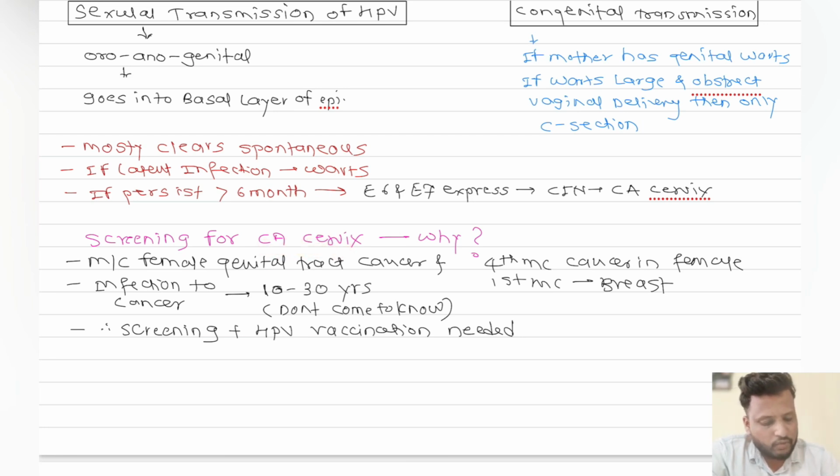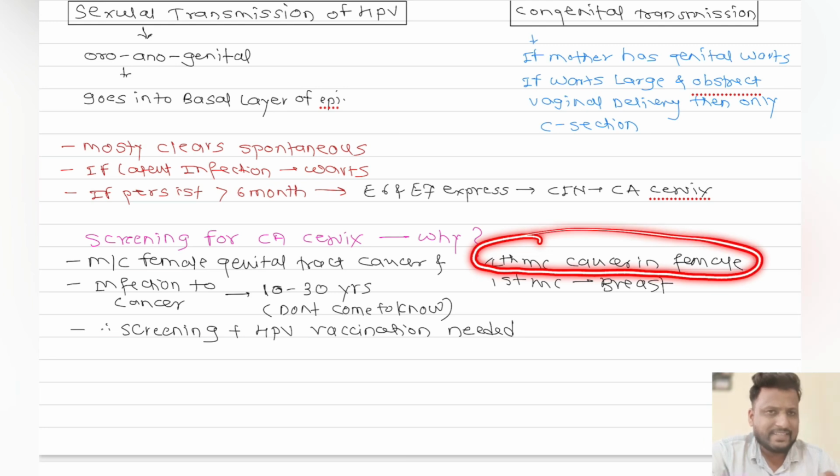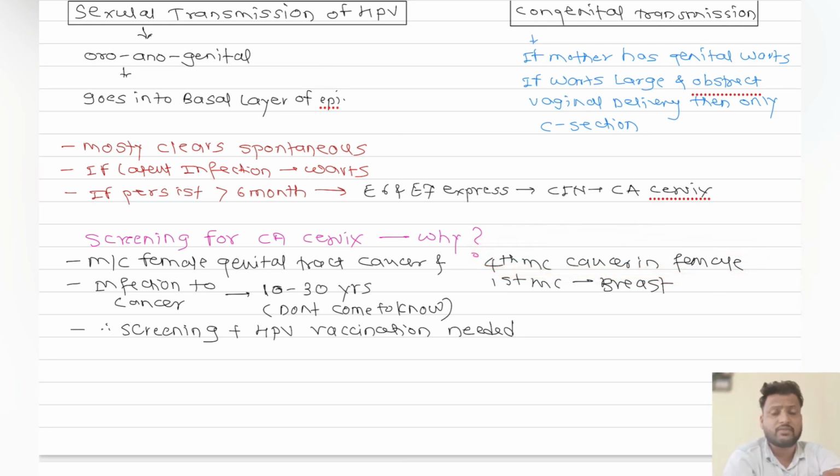Also, it is the fourth most common cancer in females, that is your CA cervix. Which is the first most common cancer in females? That is your breast. So fourth most is CA cervix. That's why we need to screen for the CA cervix, and also we need to vaccinate for the CA cervix.